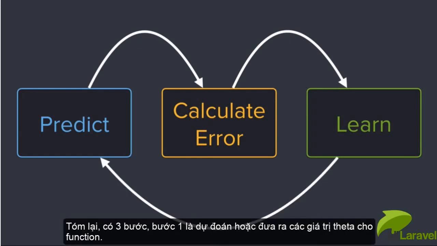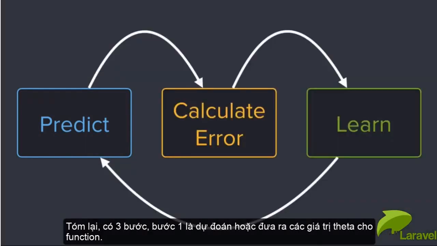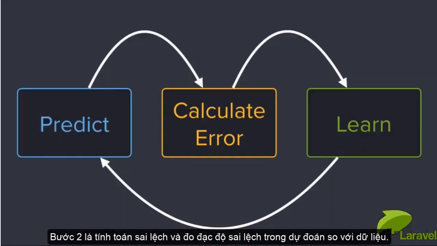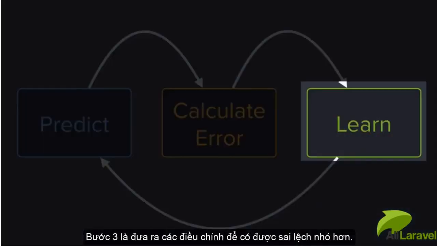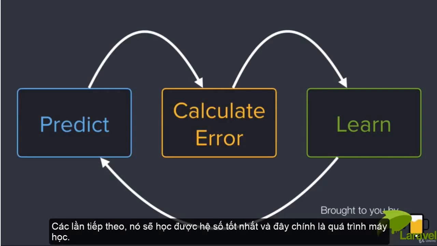So in summary, there are 3 steps. Number 1 is predict or infer the theta values of the function. Number 2 is calculate the error and measure how far off we were in our prediction from the data. And step 3 is making an adjustment to have a smaller error the next time round and slowly learn the best coefficients. And this is the learning process.